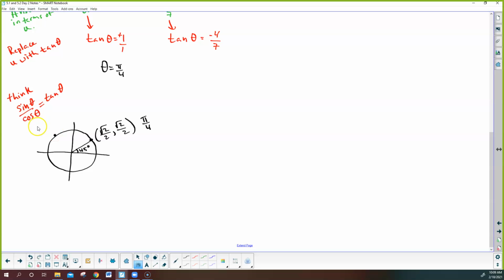Maybe don't write this part. But if I go over to the left, that's a negative square root 2 over 2 and a positive square root 2 over 2 because I'm going over for the x in the negative direction and up for the y.